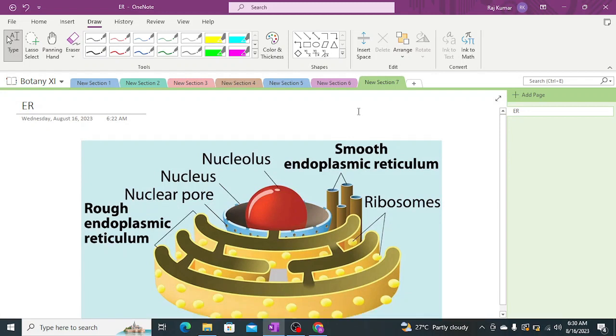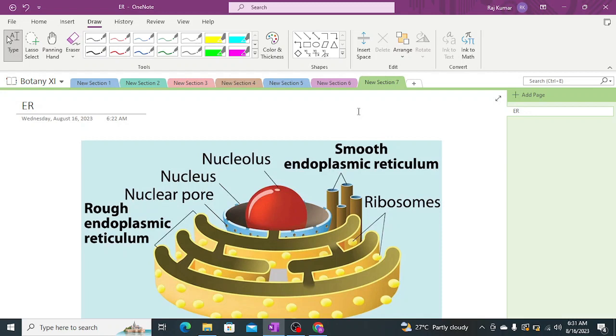Smooth endoplasmic reticulum is abundantly found in liver cells because it helps in detoxification, synthesis of glycogen, as well as release of calcium and other such processes. All of this takes place in liver cells and is done by the endoplasmic reticulum of liver cells. So in liver cells, the endoplasmic reticulum is present in abundant quantities.